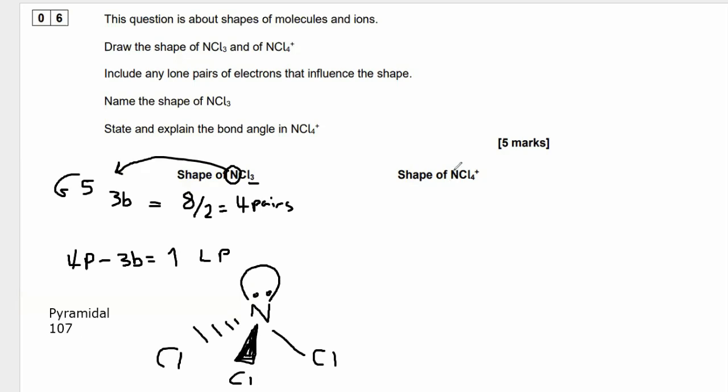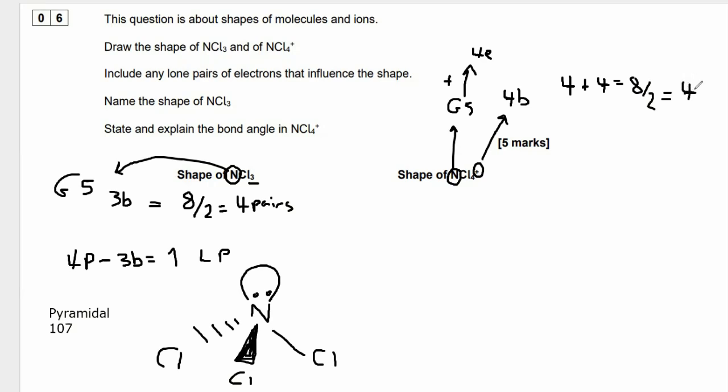Let's check out the next one. So again, nitrogen, group 5. This time, how many bonds? 4 bonds. Now, going back to the group 5, we have an issue. There is a positive charge. This means we lose one of the electrons. So because of the positive charge, instead of having 5 electrons, we've only got 4 electrons. So we go 4 plus 4 equals 8. Divide by 2. Surprise, surprise. We have 4 pairs of electrons.